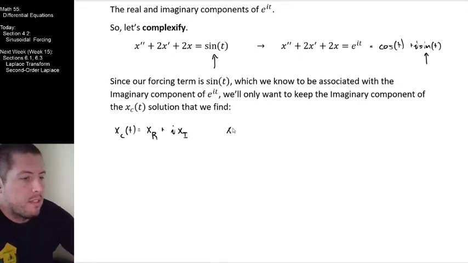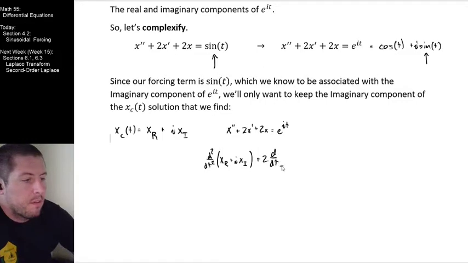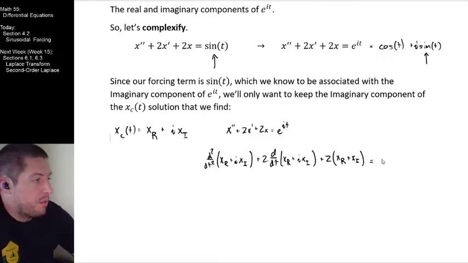And so with our second order differential equation here, our complexified differential equation over here, we could recognize this to be the second derivative of our real plus our imaginary, plus 2 times the derivative of our real plus our imaginary component, plus 2 times our real plus our imaginary component, should be equal to, and what are we equal to over here? Well, this should be our cosine of t plus i sine of t.